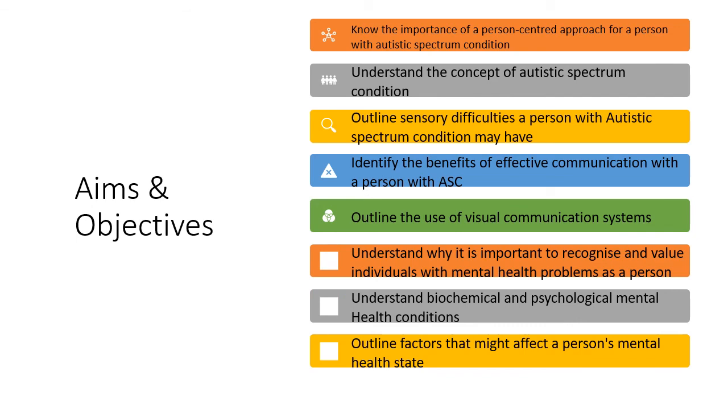And that brings us to the end of this session, and just run through the aims and objectives again. So now you've finished the session, you will know the importance of a person-centered approach for a person with autistic spectrum condition. You will understand the concept of autistic spectrum condition. You will be able to outline sensory difficulties of a person with autistic spectrum condition. You can identify the benefits of effective communication with a person with autistic spectrum condition. You will be able to outline the use of visual communication systems.